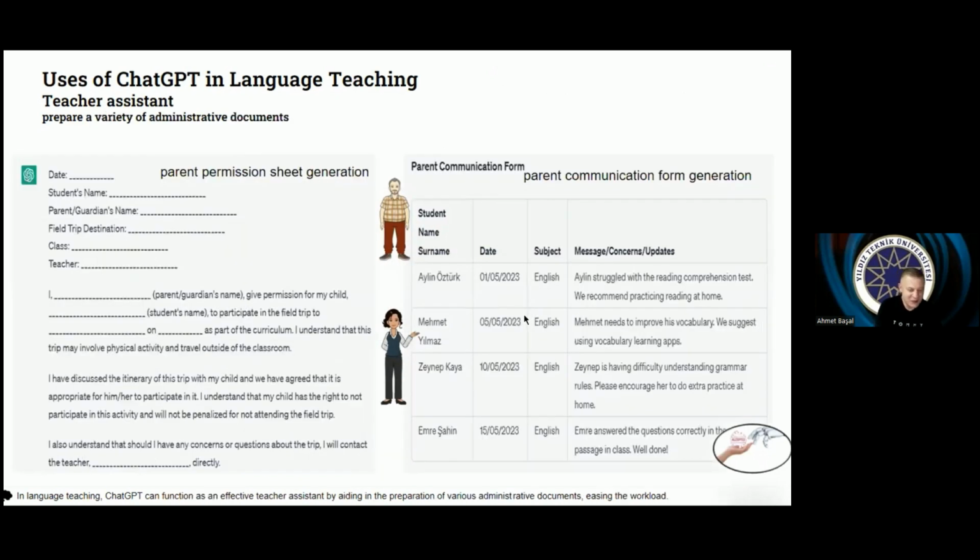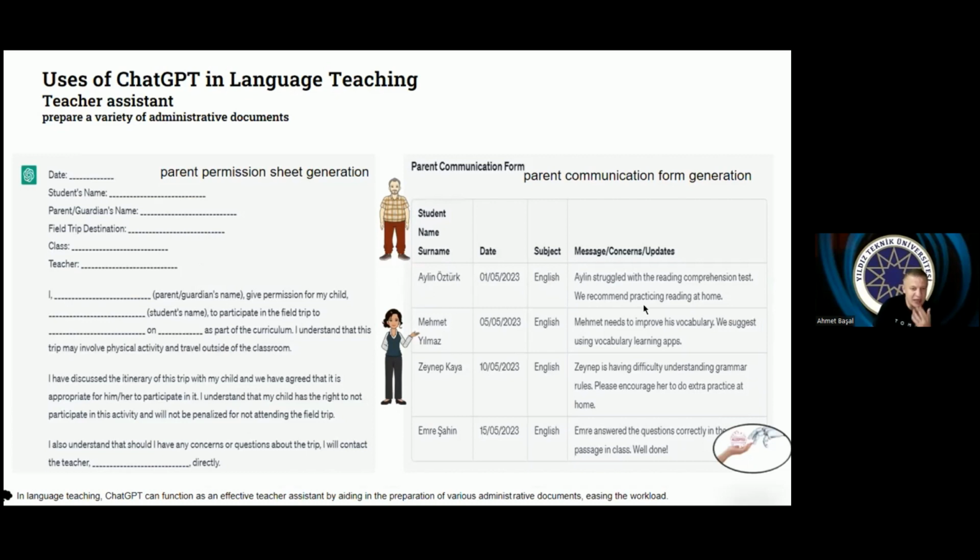The next one, for instance: imagine that you are taking your students to a picnic, to an outdoor activity, and you would like to have the permission of the parents. You just give some specific information, and the parent permission sheet is in front of you with a click. Okay, and also parent communication. You're in the parent meeting and you would like to give information to your parents. You can make it also in Turkish or in other languages like German or Spanish.